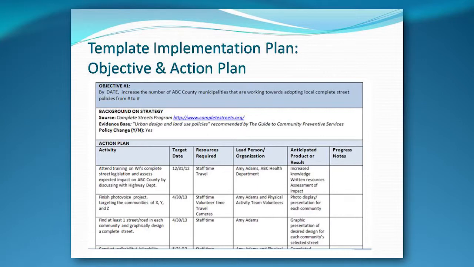And then the background part, the three things listed in the background on the strategy are required for health departments that are seeking accreditation, but they're just good practice for any community, whether or not they're seeking public health accreditation. One is to look at the source, and there are some great strategies that come with an entire toolkit that make it easier for your community to know, where do I start? How do I do this?